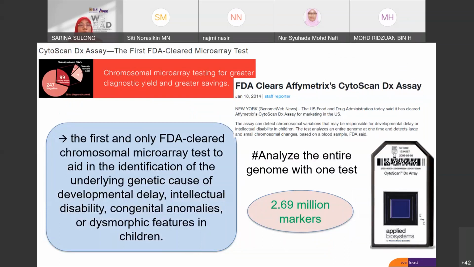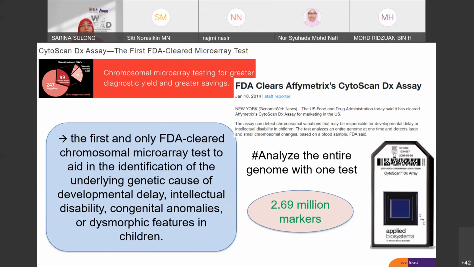This is one of the best examples of a chromosomal microarray test, called the Cytoscan Dx assay, the Cytoscan diagnostic assay. It is a qualitative assay intended for the postnatal detection of chromosomal copy number variants in genomic DNA obtained from peripheral whole blood in patients referred for chromosomal testing based on clinical presentation. This is the first and the only FDA-cleared chromosomal microarray test to aid in the identification of the underlying genetic cause of developmental delay, intellectual disabilities, congenital anomalies, and also dysmorphic features in children.